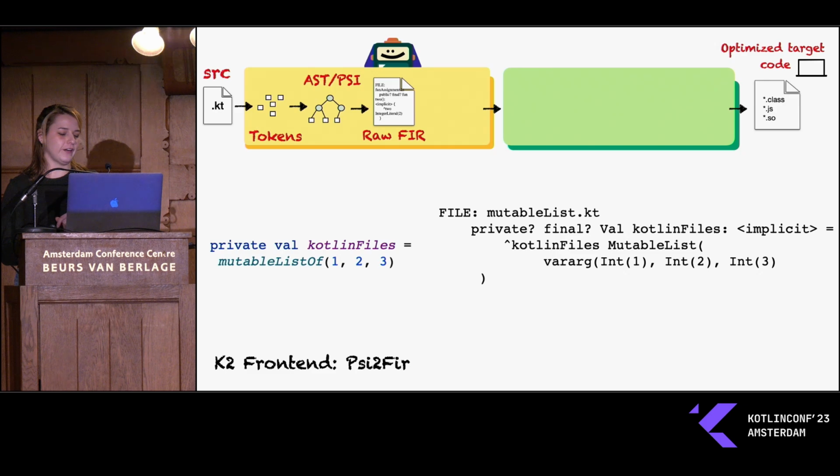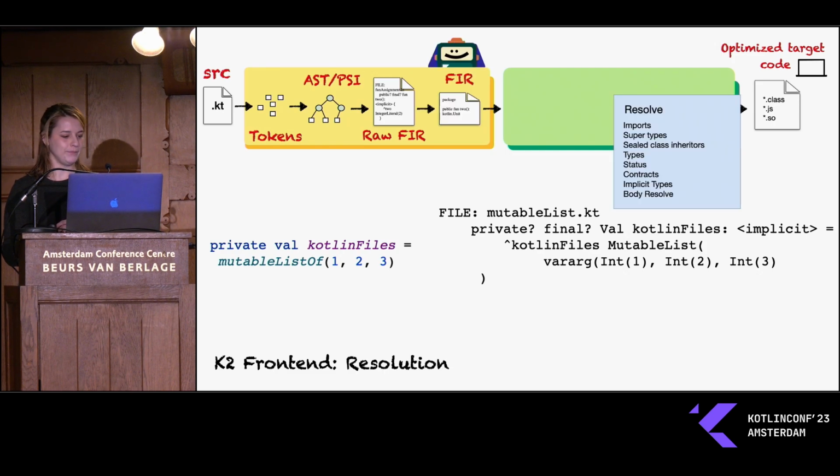After the raw FIR is built, we pass it to a number of processors, which resolve the code and represent different stages of the compiler pipeline. These stages are applied to all of the files in a module in bulk. Some of those things include resolving import directives, finding the class ID for supertypes and inheritors of sealed classes, resolving and inferring declaration visibility modifiers, resolving function contracts, inferring return types, and analyzing bodies of functions and properties.